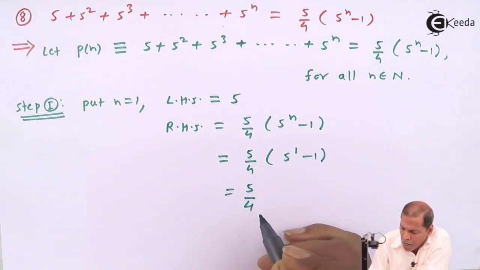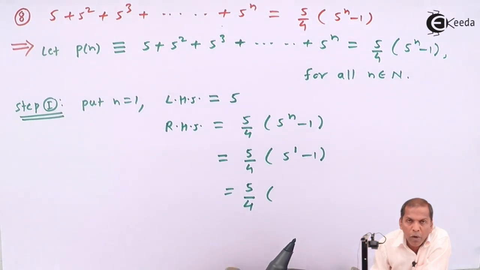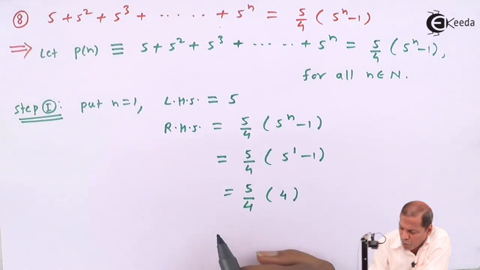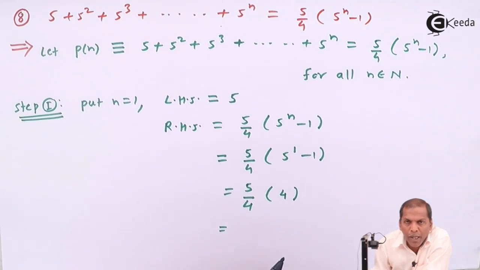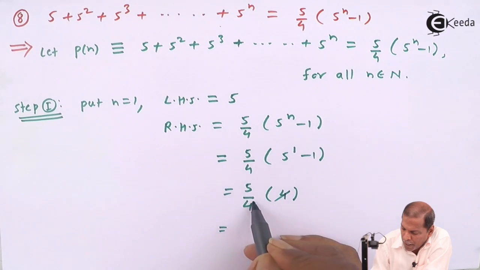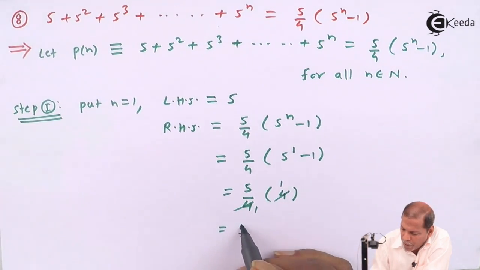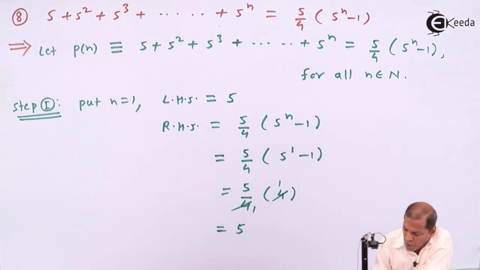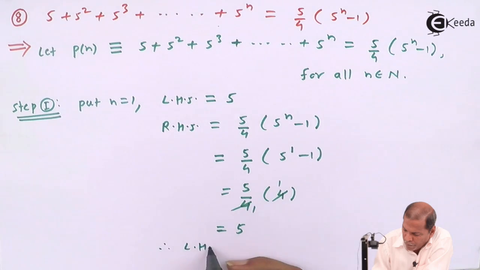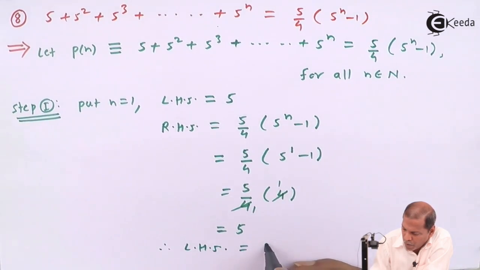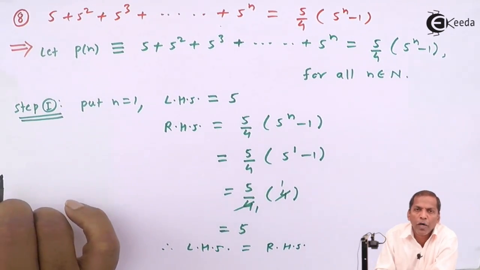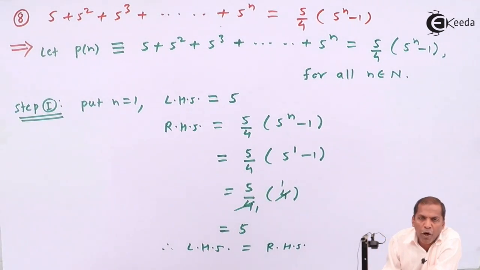That equals 5/4 in bracket, now 5^1 gives 5 and 5 − 1 we get 4. Here the 4 cancels from numerator and denominator, so we get 5. In this way, the left hand side is equal to the right hand side. It means P(1) is true, that is, P(n) is true for n equal to 1.